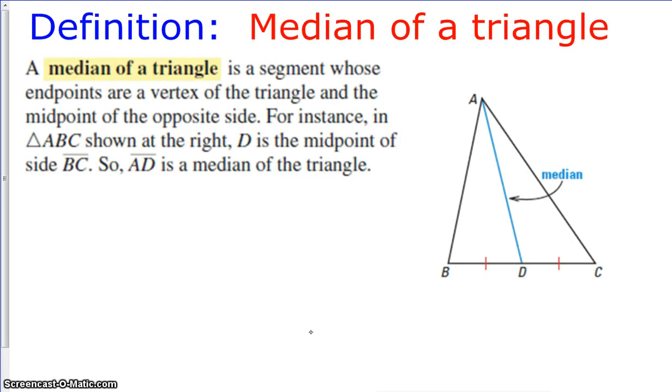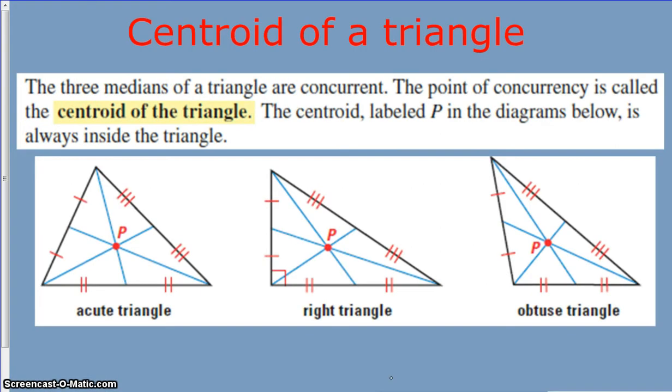Alright, just to clarify the definition of a median, okay, a median goes from one vertex to the opposite side, and it cuts the opposite side in half or bisects it or cuts it into two equal pieces, okay? So that's very important. Now, whenever we have three medians, we already know they're going to intersect inside of the triangle. And we found that out with our triangles that we cut from cardboard, and we found it to be the center of gravity. But that center, that concurrency point, right here, here, and here, it's actually got a name, and we call it the centroid. Okay, so the centroid is where all three medians meet.